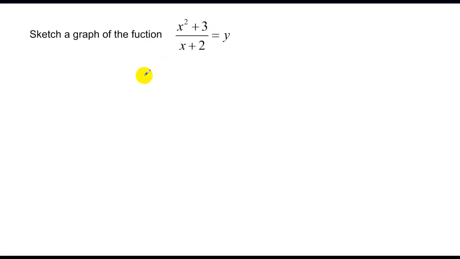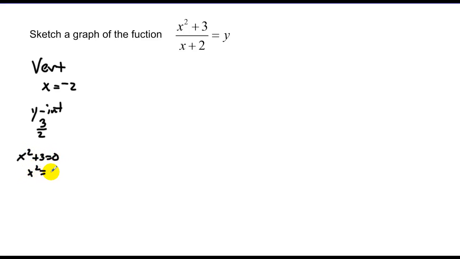Similar situation here, let's just do another one for practice. We have a vertical asymptote at x equals negative 2 because I set the denominator equal to 0. We have a y-intercept at 3/2. For the x-intercept, if I set y equal to 0 and multiply by x plus 2, I have x squared plus 3 equals 0, so x squared equals negative 3. That's a problem. There's no x-intercept.